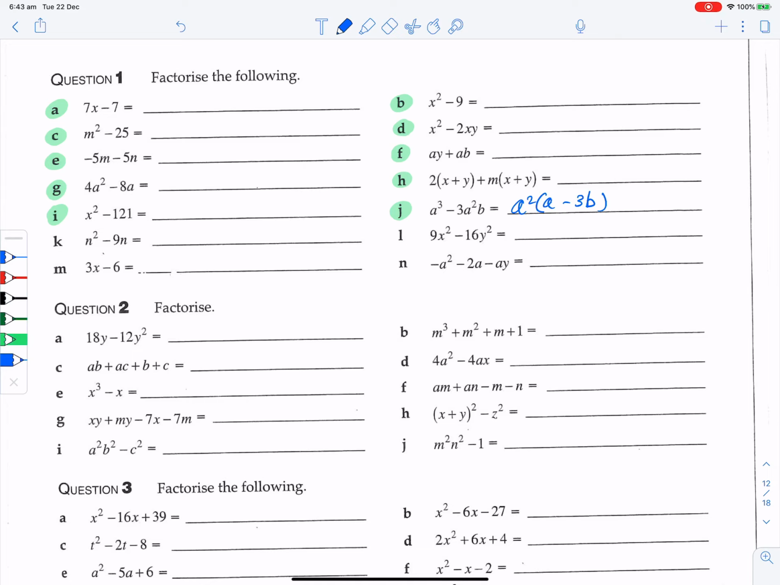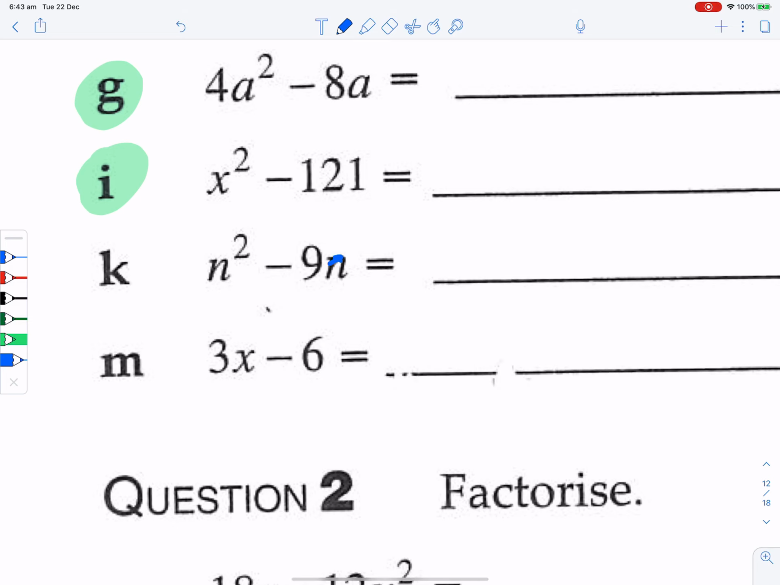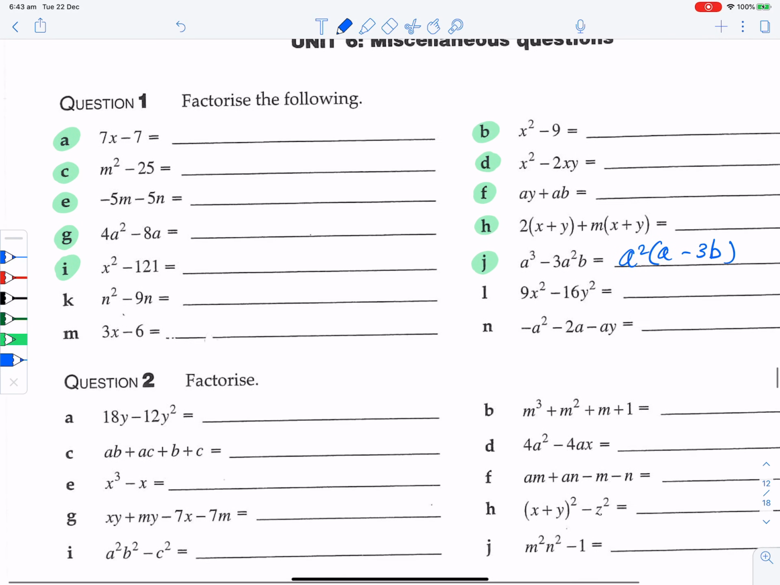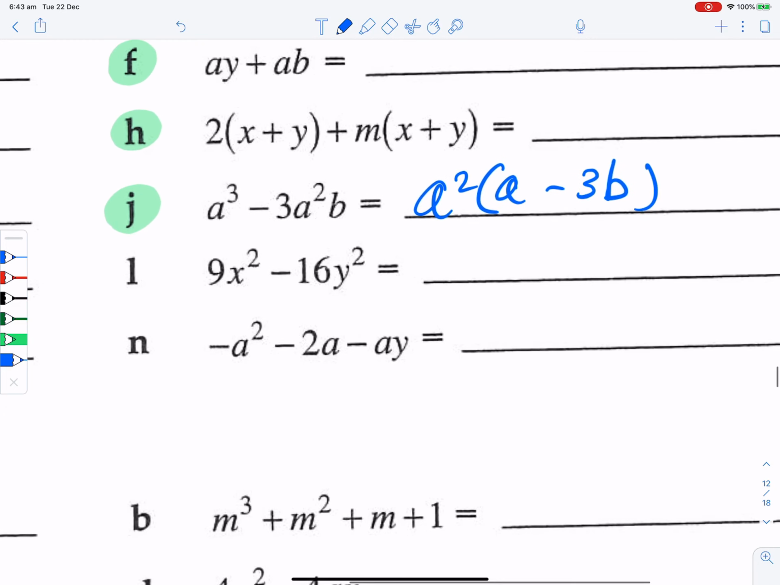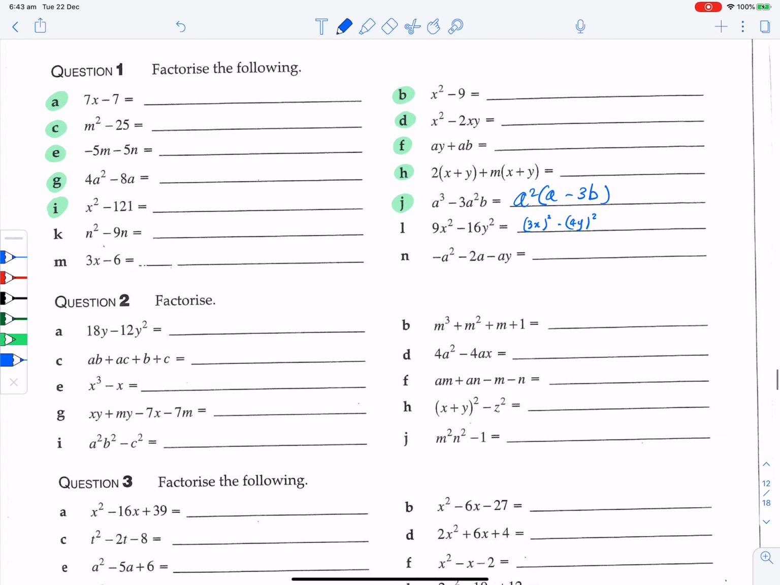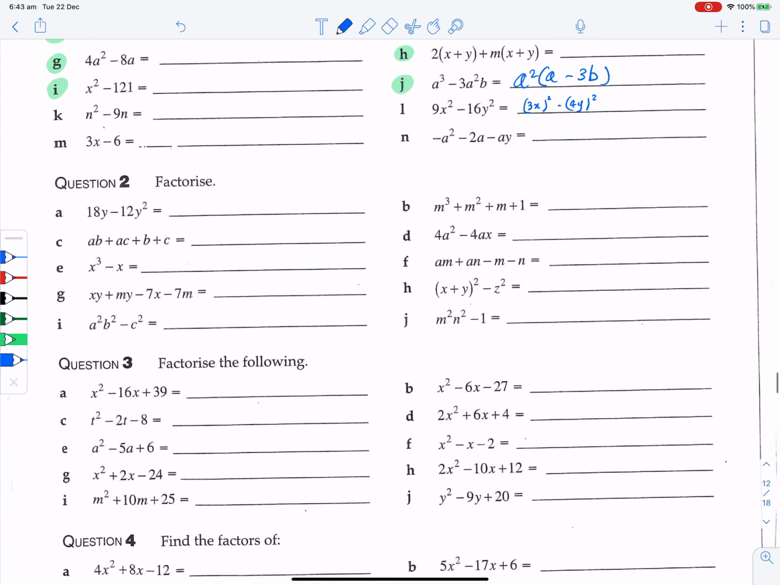K, n squared minus 9n. If the n was not there, then that would have been a difference of two squares rule. You can rewrite that as n squared minus 3 squared. But because the n is there, it just becomes a highest common factor question. Question L, 9x squared minus 16y squared. That one's a difference of two squares because that can be rewritten as 3x squared minus 4y squared. So that's the difference of two squares rule. M and N are on HCF, highest common factor as well.